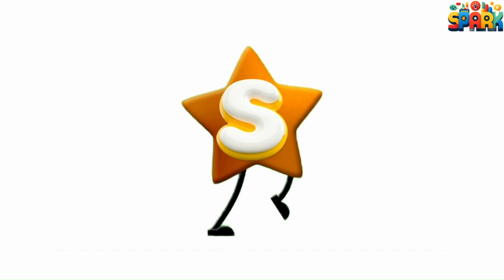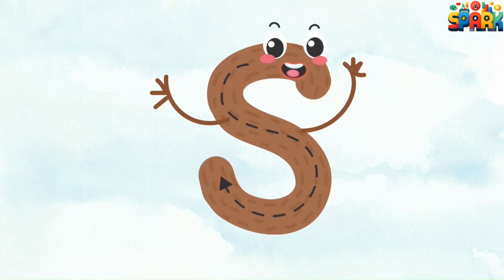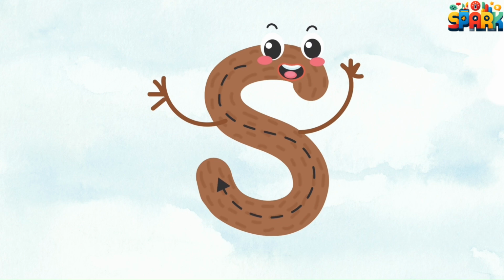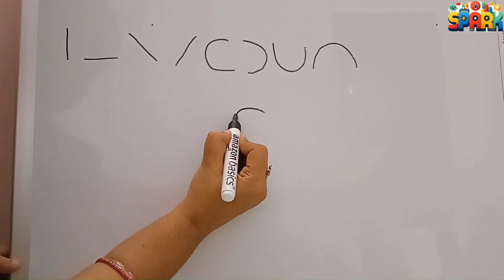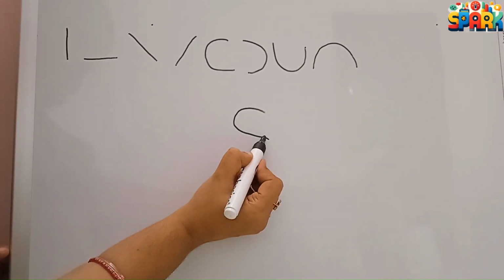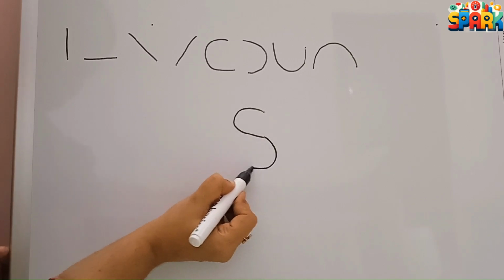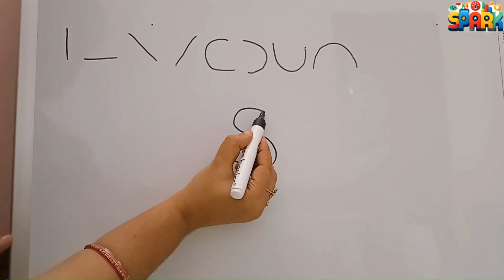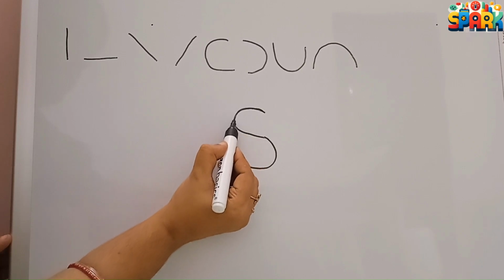Now it's time for S. This is the letter S. Let's trace it together. First draw a left-sided curve and then draw a right-sided curve like this. It's S. It's very easy, right?